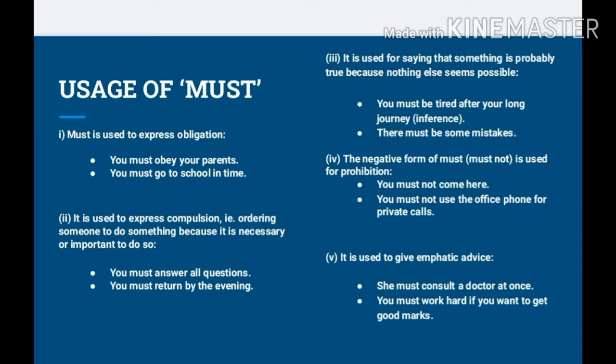As fifth usage, must is used to give emphatic advice. Examples, she must consult a doctor at once. You must work hard if you want to get good marks. Here we can see must is used to express emphatic advice. Emphatic advice means advice to show that that particular act is very important. So in this situation, we can use must as a modal auxiliary in a sentence to give emphatic advice. Hope you all are clear about the usage of must by now.